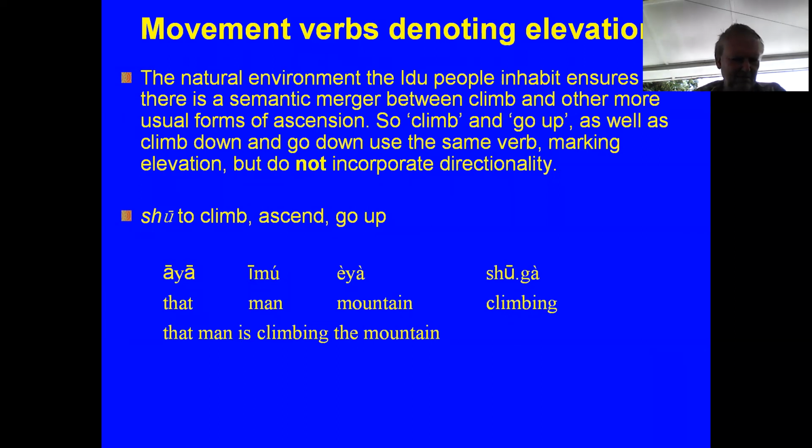Okay, just to mention the movement verbs, clearly the natural environment of the Idu people ensures that there is a semantic merger between climb and other more usual forms of ascension. So climb and go up, as well as climb down and go down, use the same verb, marking elevation, but do not incorporate directionality. So here's the example of the word shoot, to climb, to go up, to ascend.